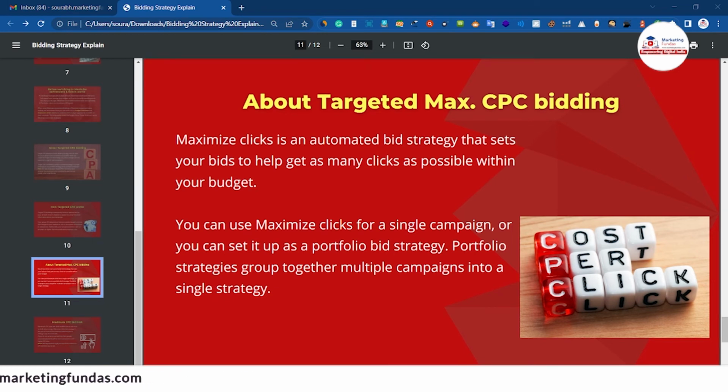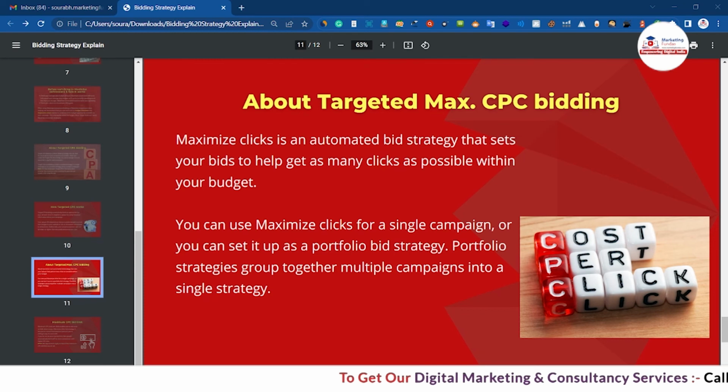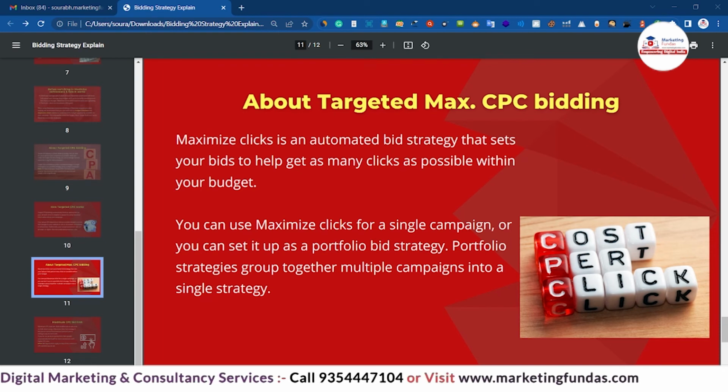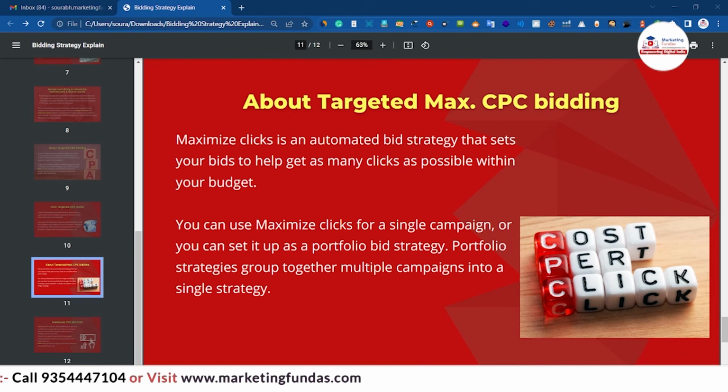As I have told you, if you are a beginner, this would be the best bidding strategy to use, because the cost-per-click bidding strategy brings the maximum clicks to your site. And if you are getting the maximum clicks to your site, the chances of getting conversions also increase, right? I'm sure you got the point. Let's go to the next slide.